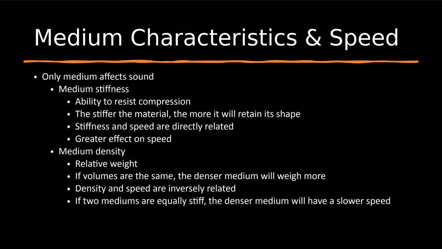So if you have a bowling ball, it resists any compression if you try to squeeze it, and it's going to keep its shape. So stiffness and speed are going to be directly related. So the stiffer something is, think of metal, think of bones, they're really, really hard. They're going to resist that compression. The speed is going to travel through them extremely fast. So if you have an increase in stiffness, you have an increase in propagation speed. This is also the medium characteristic that has the greater effect on speed. Density is going to, of course, have an effect on the propagation speed, but it's going to be more affected by the stiffness of the medium.